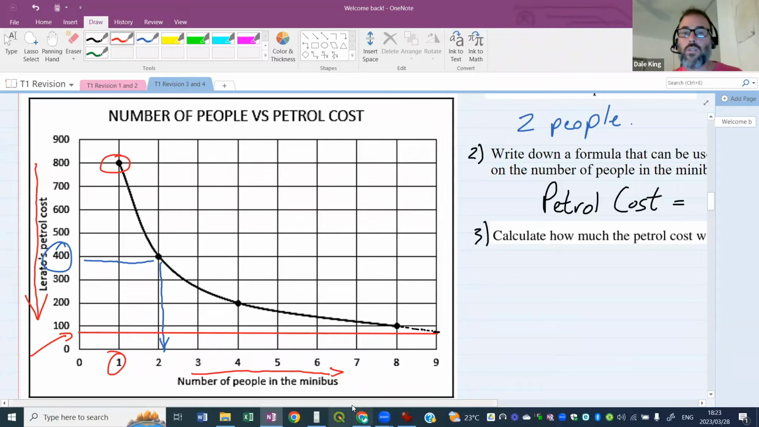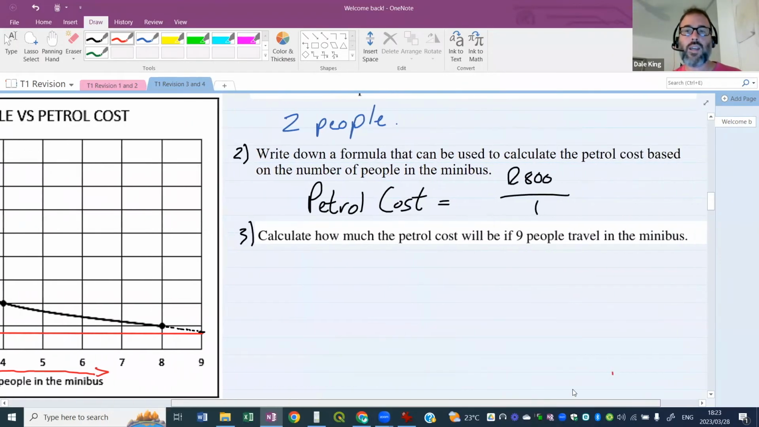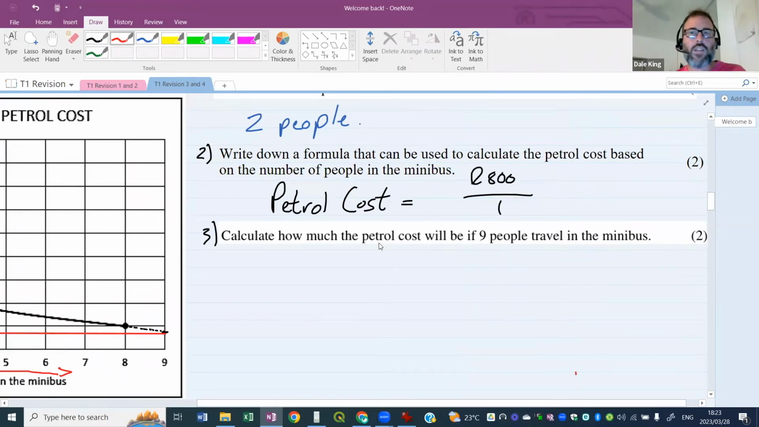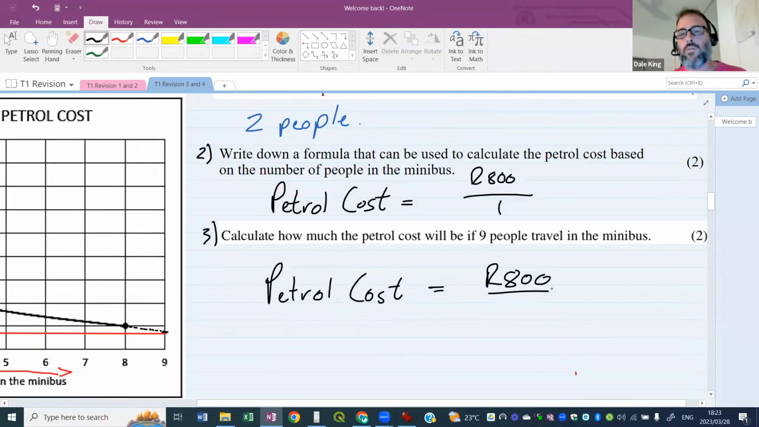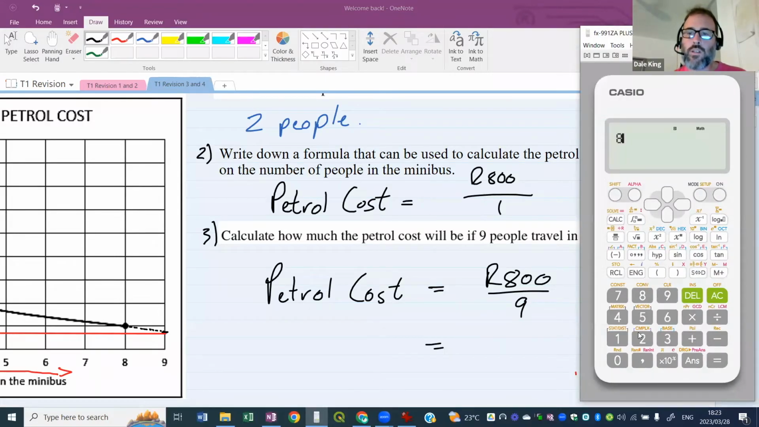Okay. So you could use the graph like this. The line isn't drawn. You want to use the graph like this, but in this case, the formula is actually going to make it a lot easier for us to find. And you guys have got answers already. So let's use the formula. So the petrol cost using our formula is 800 Rand divided by 9. That's the number of people. All right. And we're going to get the calculator to do the work for us. I'm sure you guys did that. So we got 800 divided by 9.